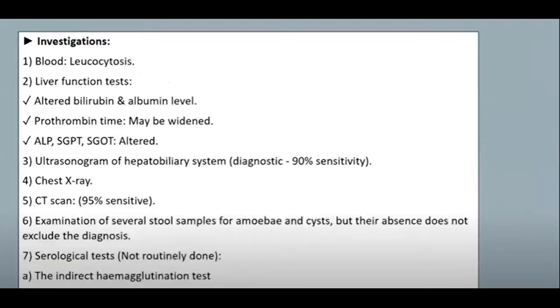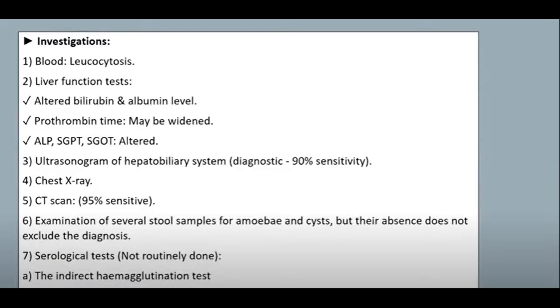Investigations. In blood, leukocytosis is seen. Liver function test can be done, where prothrombin time is prolonged, ALP, SGPT, SGOT are altered, and bilirubin and albumin levels are altered. Ultrasonography of the hepatobiliary system can be done, which is about 90% sensitive. Chest X-ray, CT scan, and others can be done.